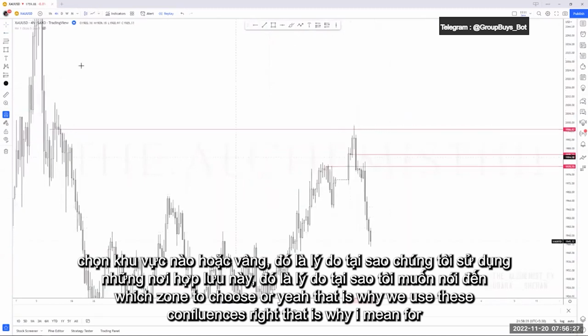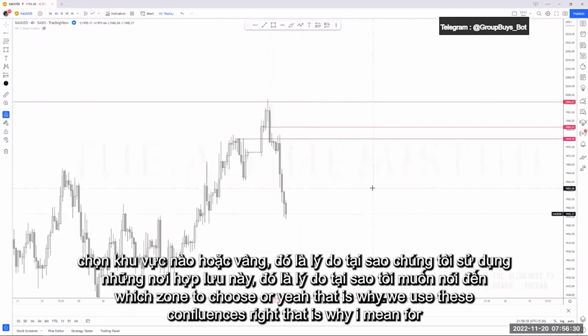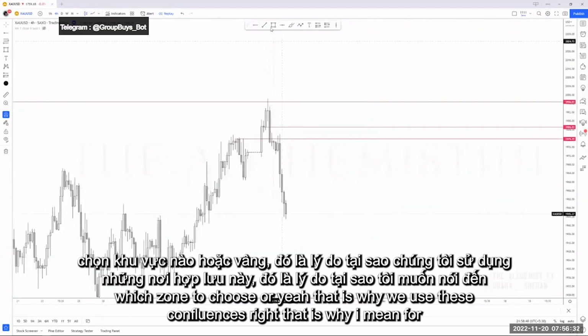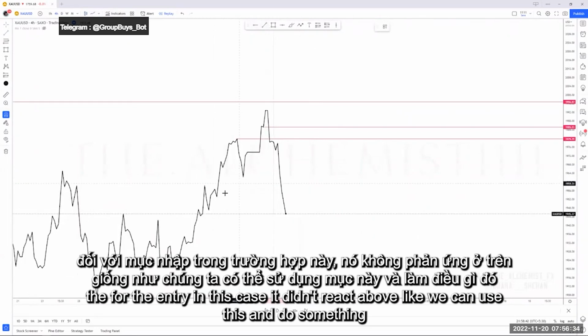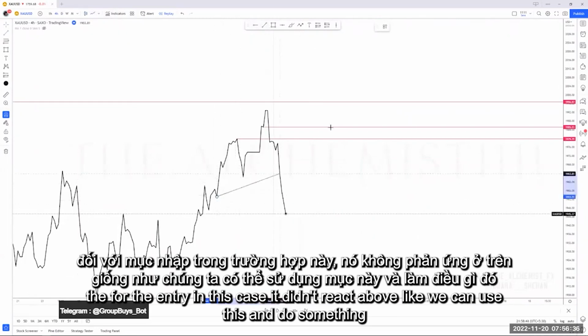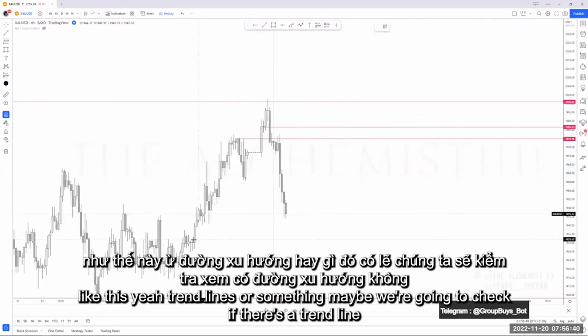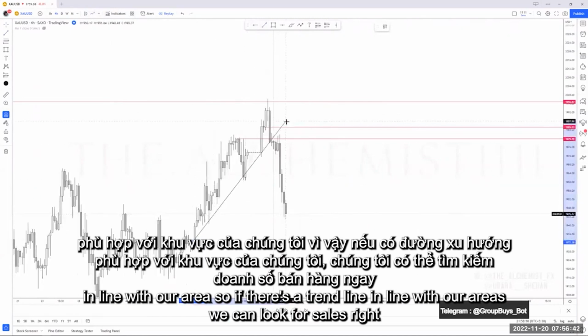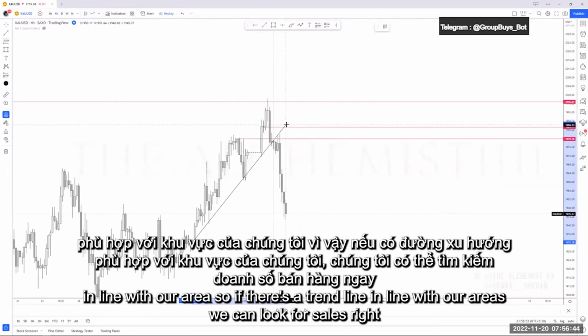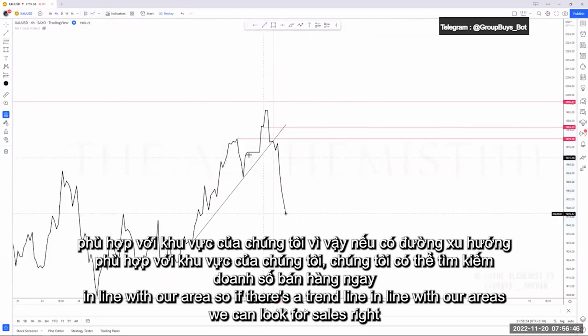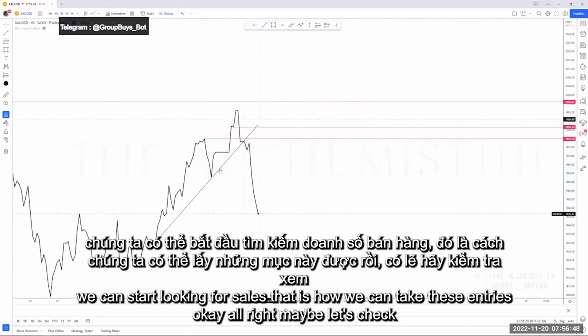So how do you know which zone to choose? That is why we use these confluences, right? That is why we can use them for the entry. In this case, it didn't react above. We can use something like this. Trend lines or something. Maybe we're going to check if there's a trend line in line with our area. If there's a trend line in line with our areas, we can start looking for sells. That is how we can track these entries.